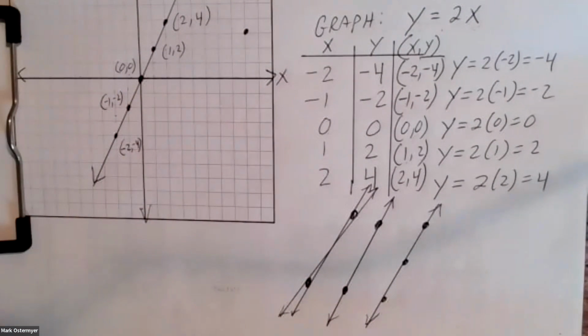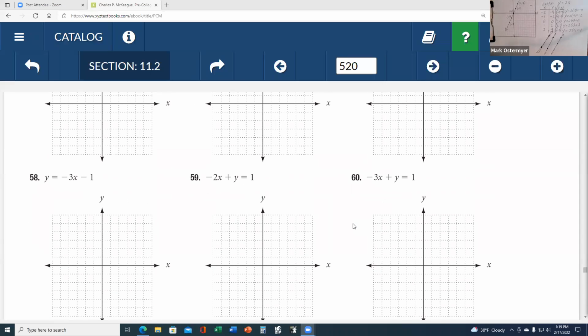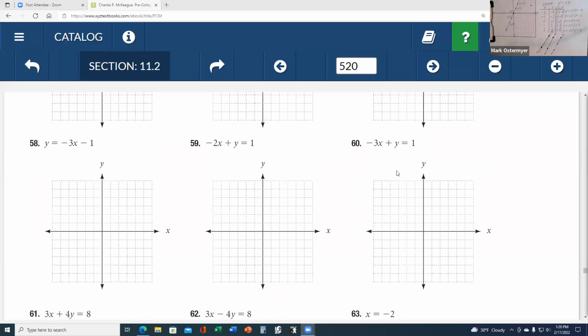All right, let's try another one here. Let's try to graph this linear equation in number 60 here: negative 3x plus y equals 1. The instructions will say graph. So all it's got to say is graph. So how are we going to graph this linear equation? Well, we're going to have to generate some ordered pair solutions to this linear equation. To help us, we can make a table.